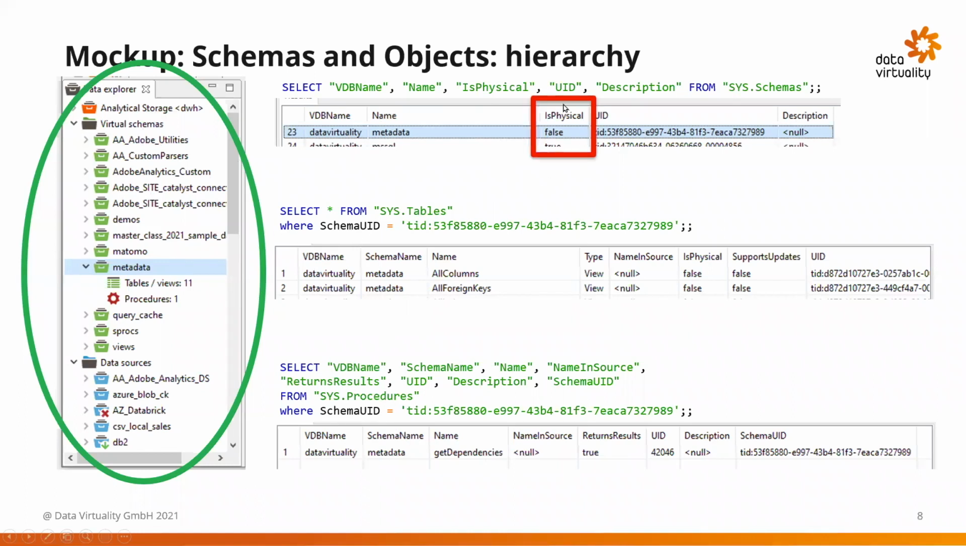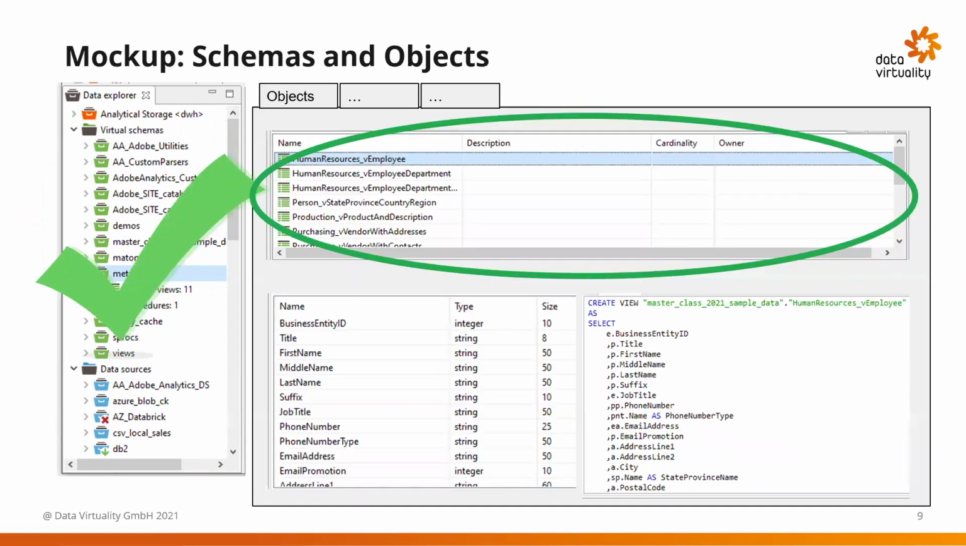And again, here, this is the indicator of whether this is a data source. If it's a data source, it is true. And if it's a virtual schema, it's false. So let's look at the next part that we wanted. This concludes how to get the data for the hierarchy. The next part that we're going to focus on is actually viewing the individual objects.